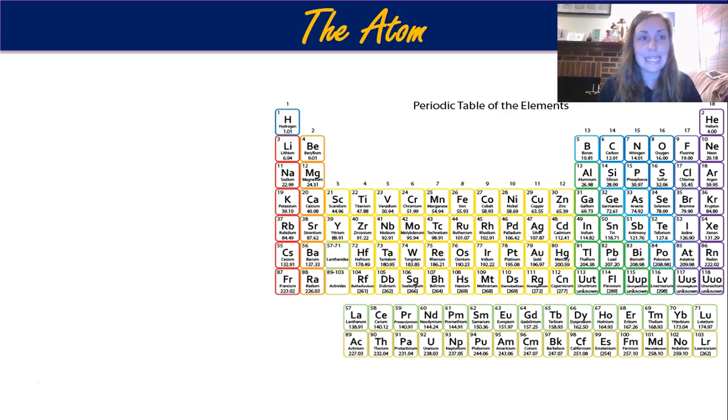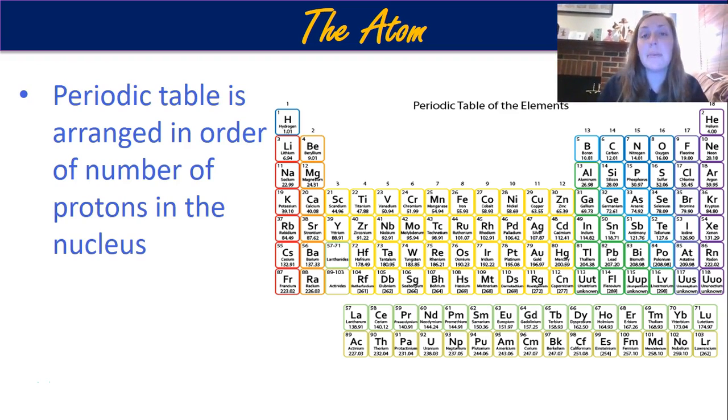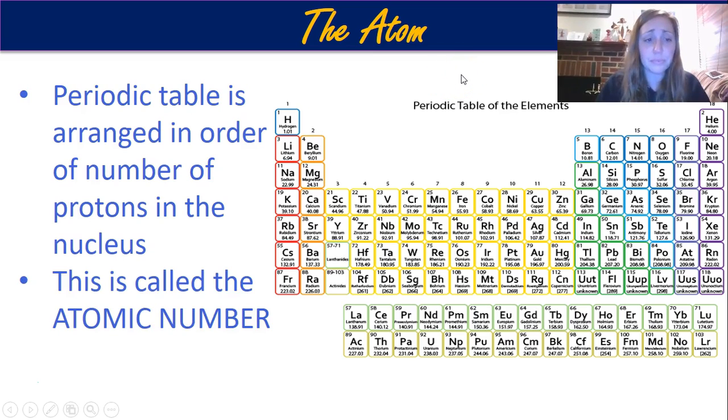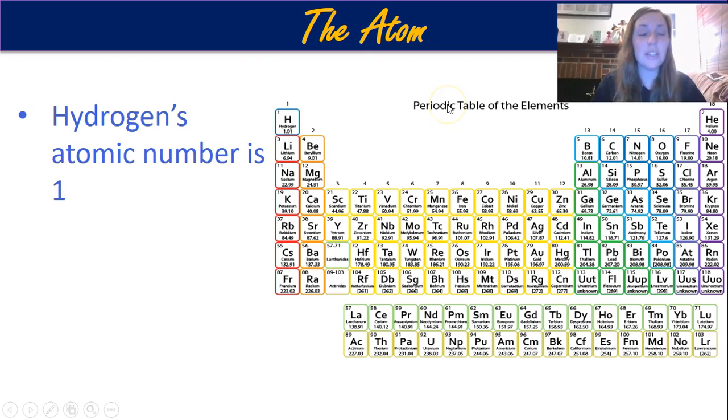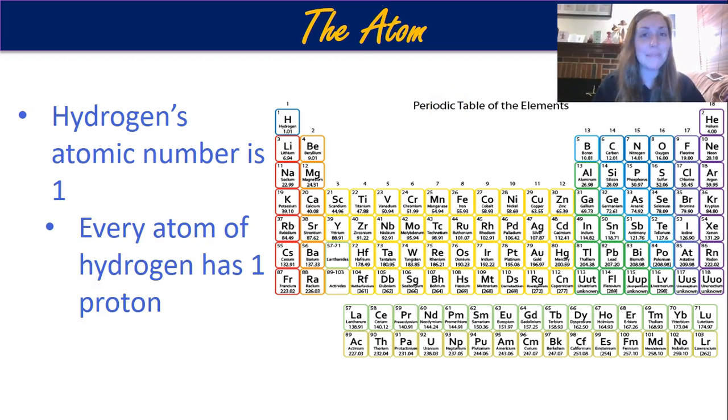All right, so you've seen this, the periodic table. The periodic table is arranged in order of the number of protons in the nucleus of an atom. So like I said, hydrogen has 1 proton. Helium has 2 protons. Lithium 3, beryllium 4. This is called the atomic number of an atom or of an element. So the atomic number 31, that's going to be gallium. Hydrogen's atomic number is 1. And what that means is in every single atom of hydrogen, there's always going to be only one proton. If there were more than one proton, it's not hydrogen.